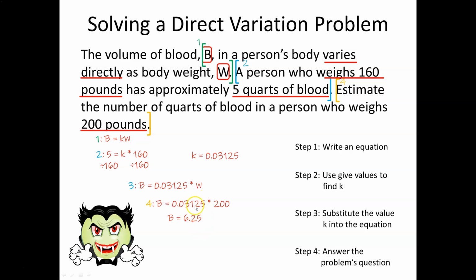Now, with these, you can't just write 6.25 because that doesn't make any sense. So you have to say a 200-pound person has approximately 6 quarts of blood. And that's our final answer. But these 4 steps are going to stay the same no matter what we do. Let's move on.